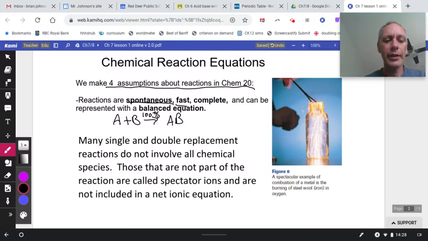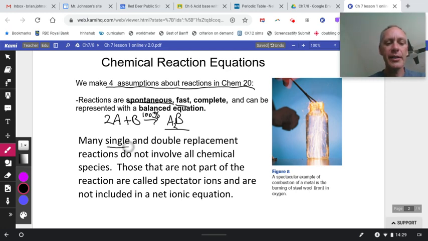So if we had 2 moles of A reacting with 1 mole of B to make A2B, we would have that balanced equation. So this is spontaneous. Mix them together, it happens. It's quick, it's complete, 100% product and balanced. So that's sort of the rule for all reactions in Chem 20.